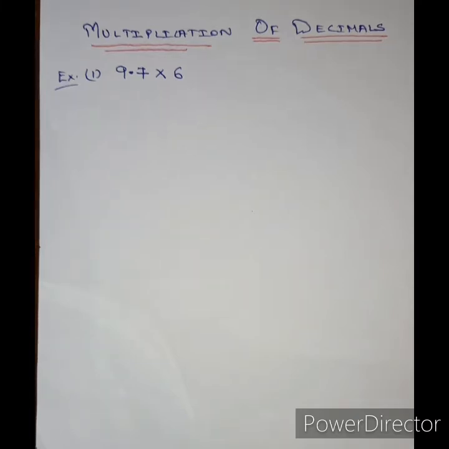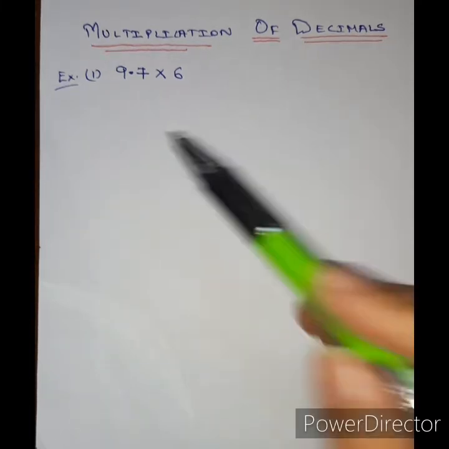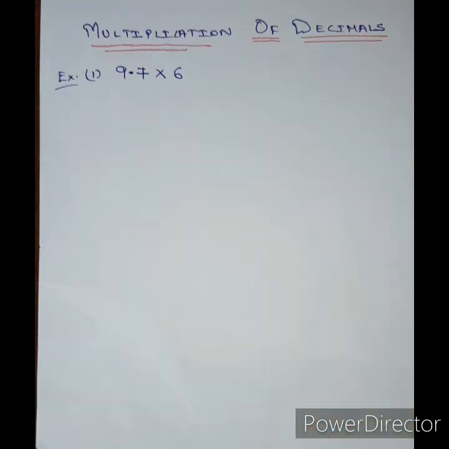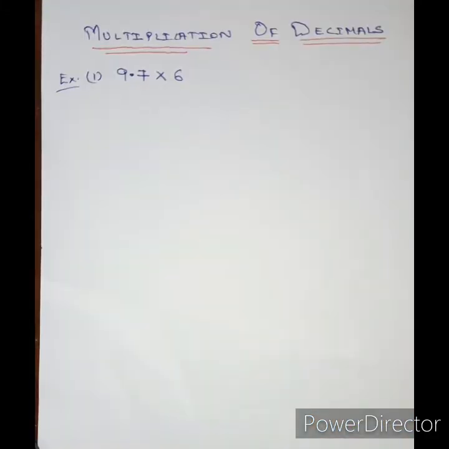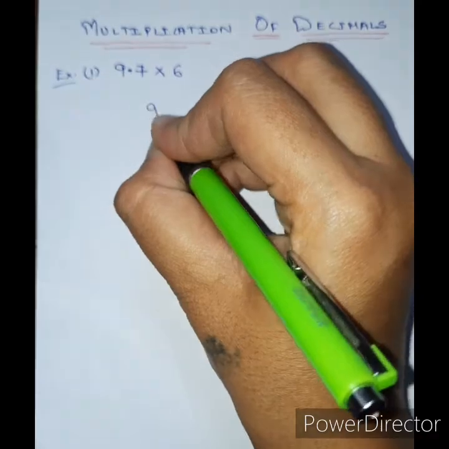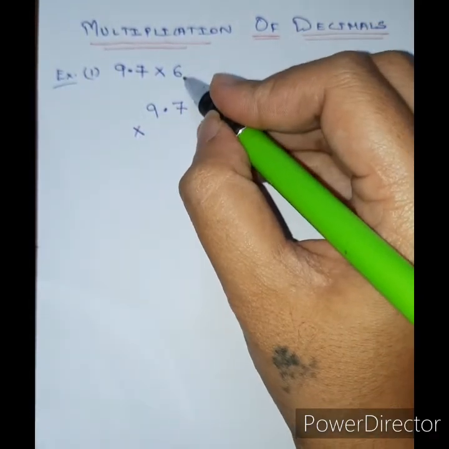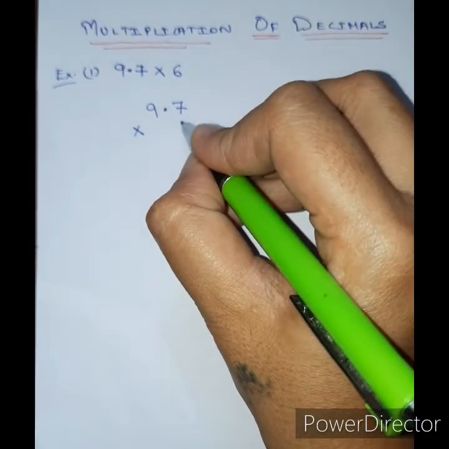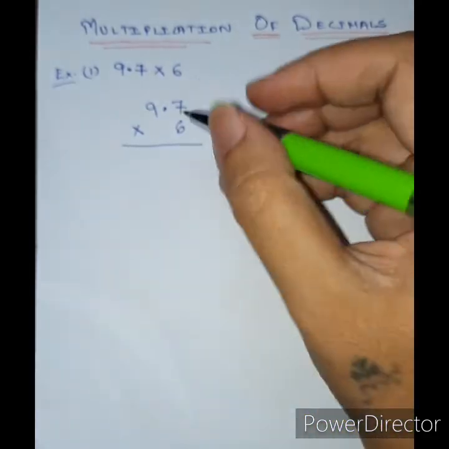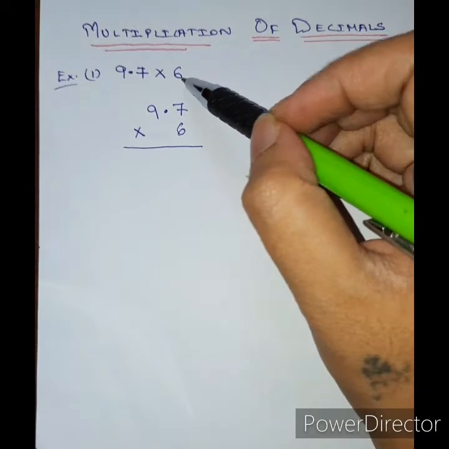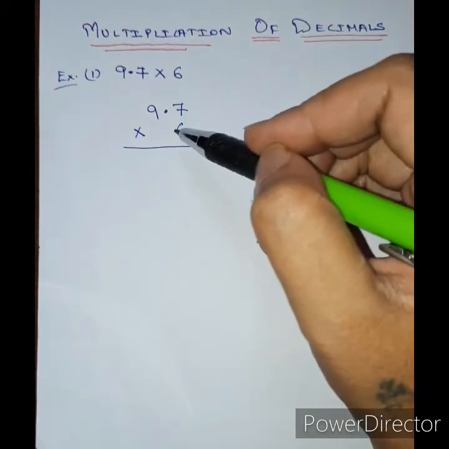Okay, multiplication of decimals. We are doing 9.7 multiplied by 6. So let me write the first number, 9.7, multiplied with 6. 6 doesn't have any decimal point. It is just a number in the ones place. So we have to put the 6 under the first number.